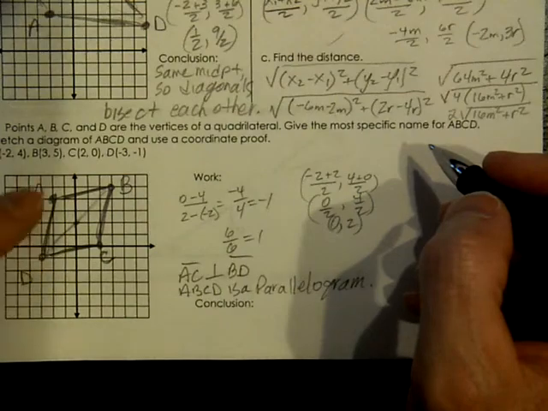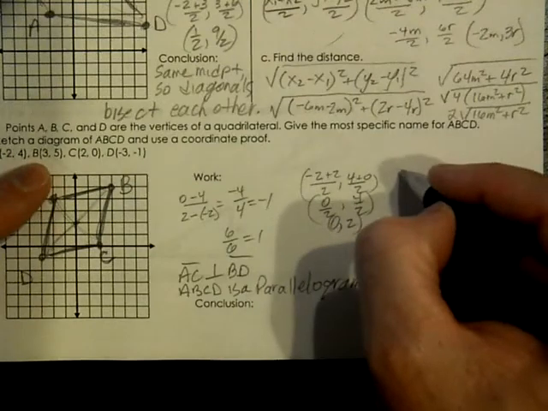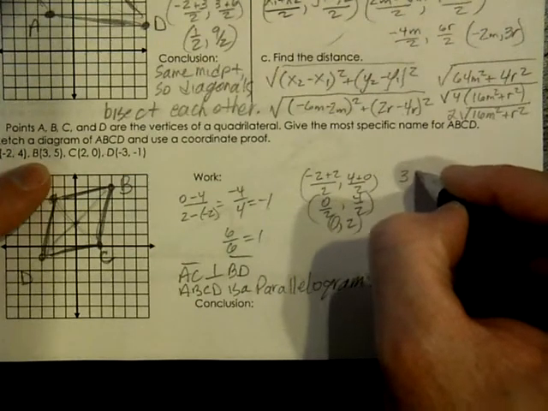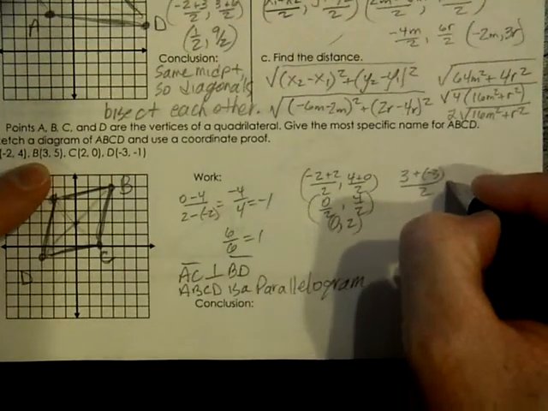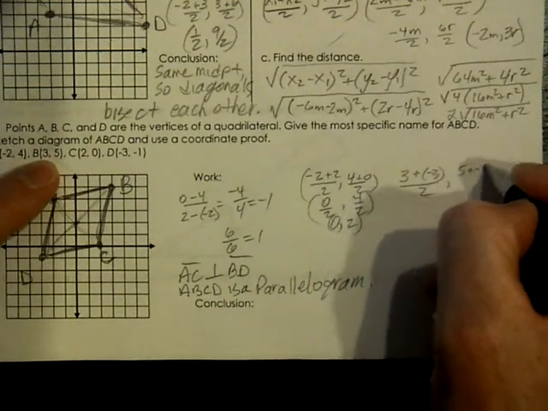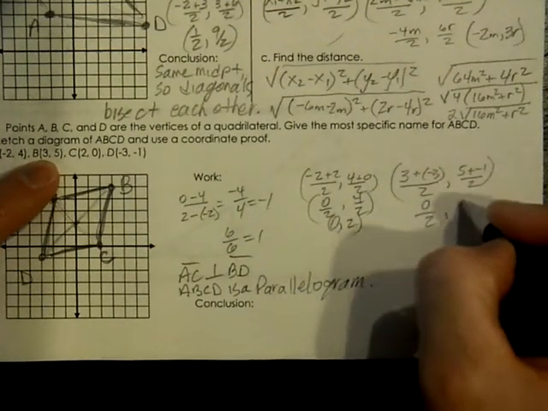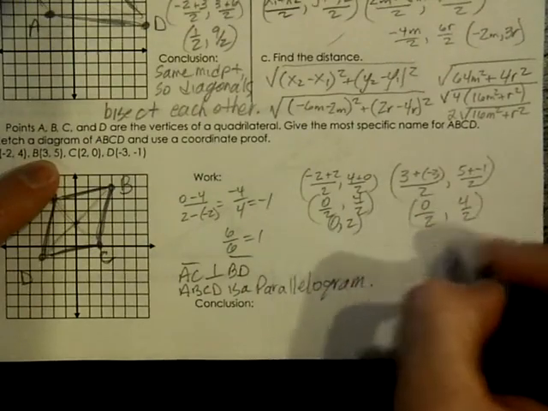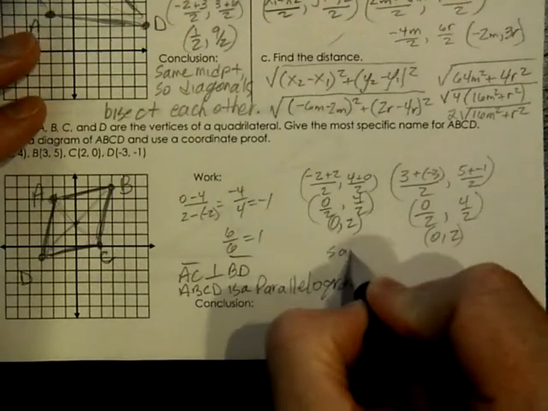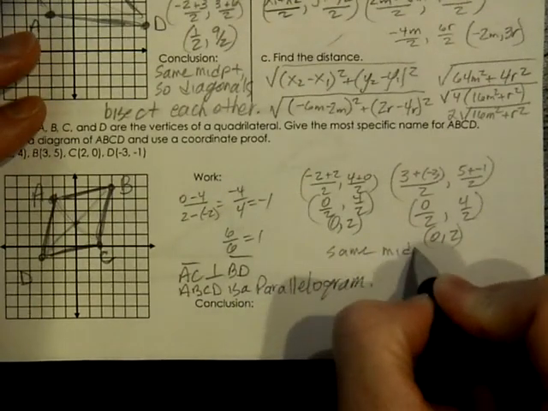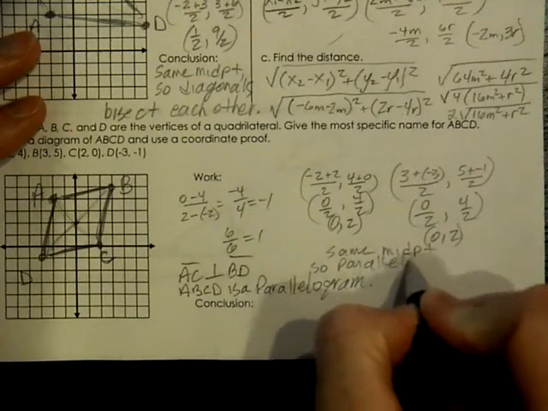So now we need to do BD. So we've done AC's midpoint. Now we need to do BD. That is 3 plus negative 3 over 2, which is 0. And 5 plus a negative 1 over 2, so they have the same midpoint. Same midpoint, so parallelogram.